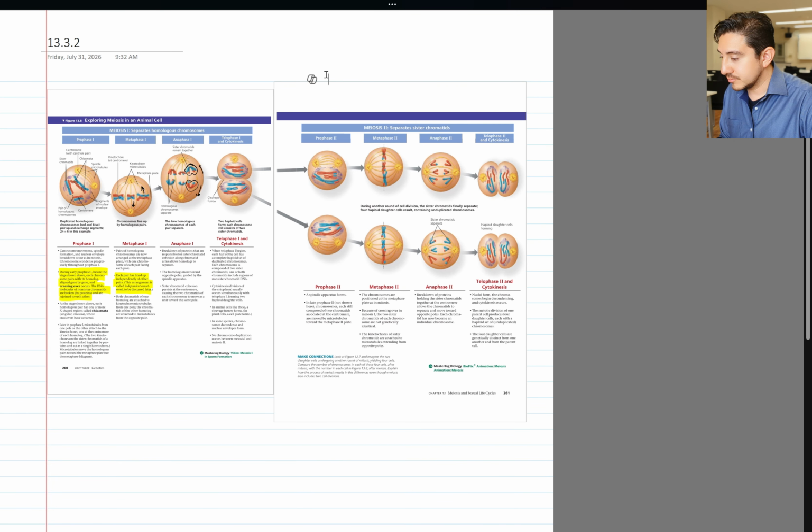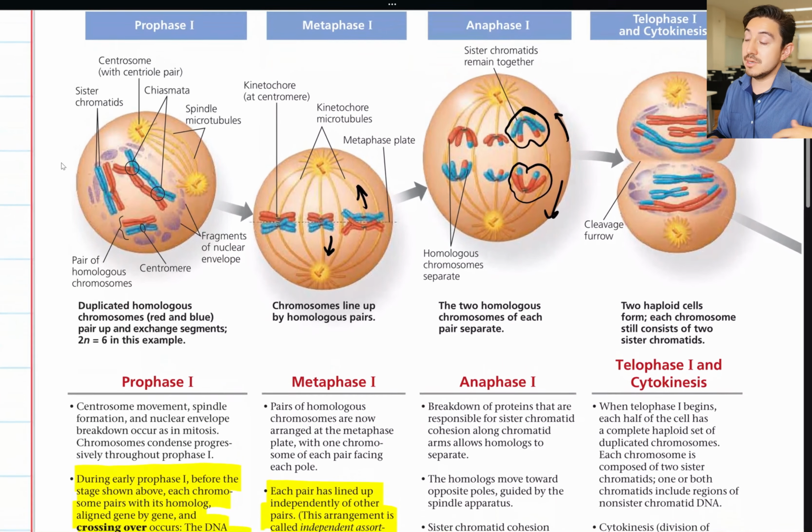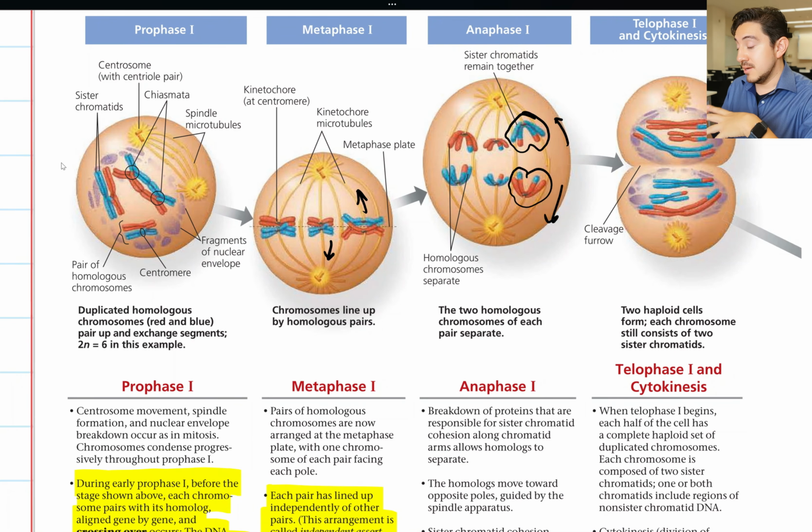So in prophase 1, there are some similarities as we see in mitosis, right? You have the condensation of the chromosomes, right? And the chromatids, they're tightly packed at this point. The mitotic spindle, the microtubules, is forming. There's a disintegration or fragmentation of the nuclear envelope. So that in itself is consistent.